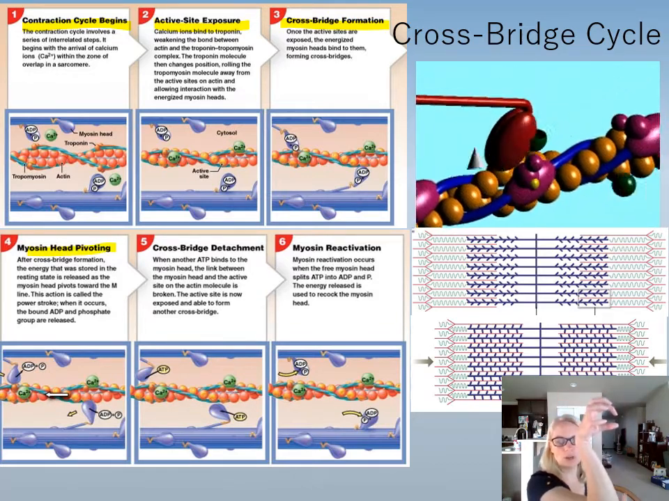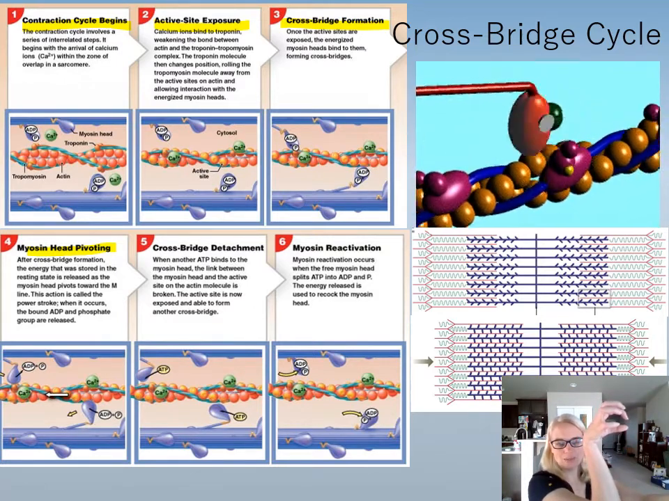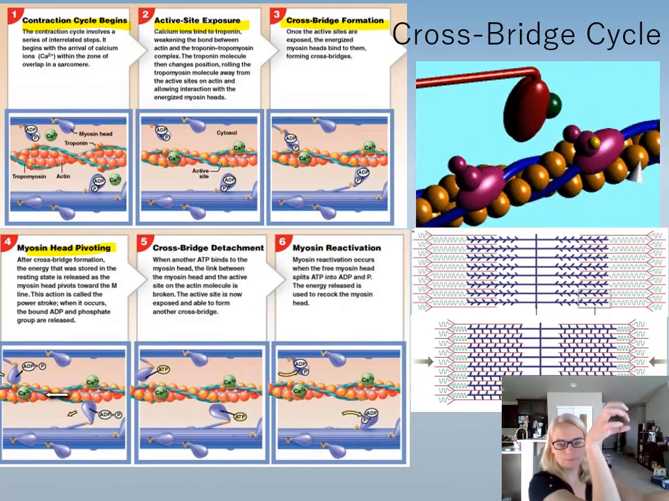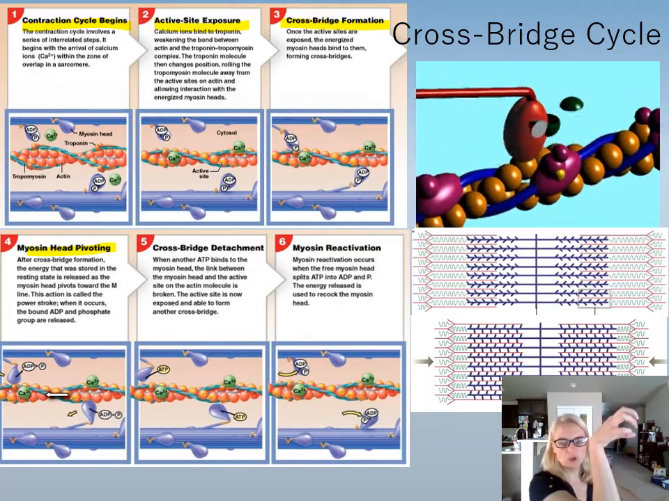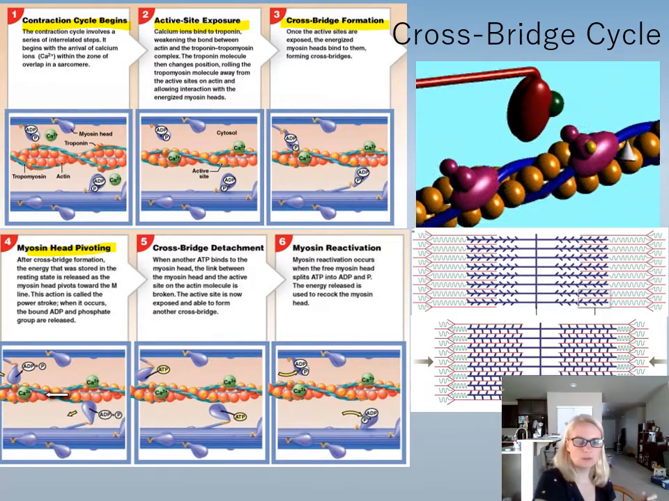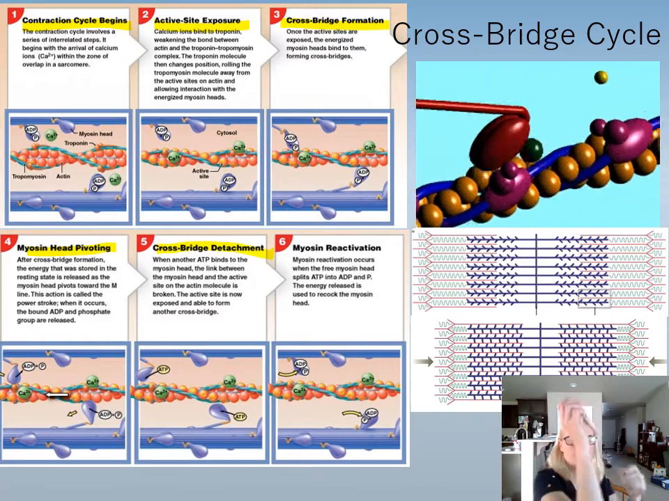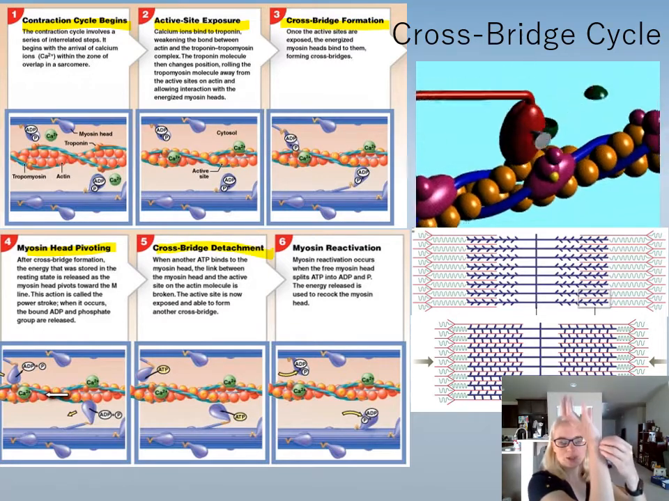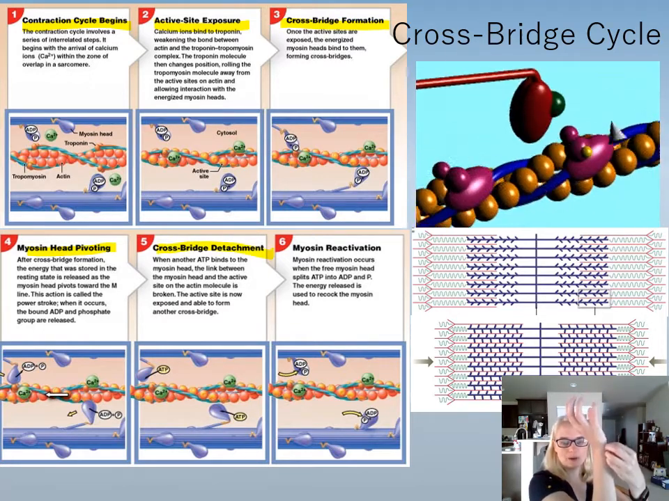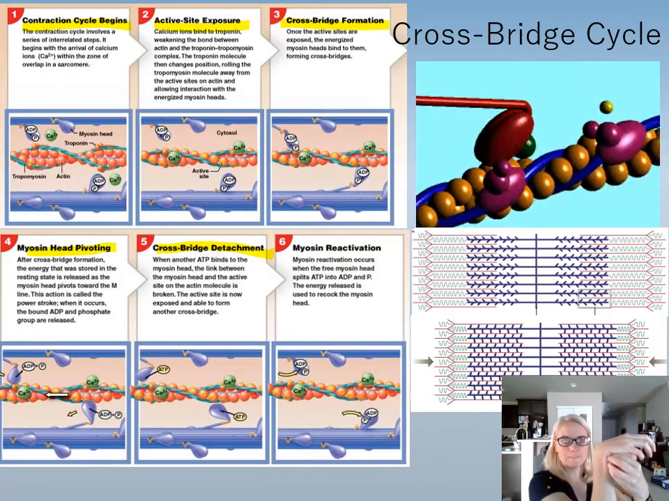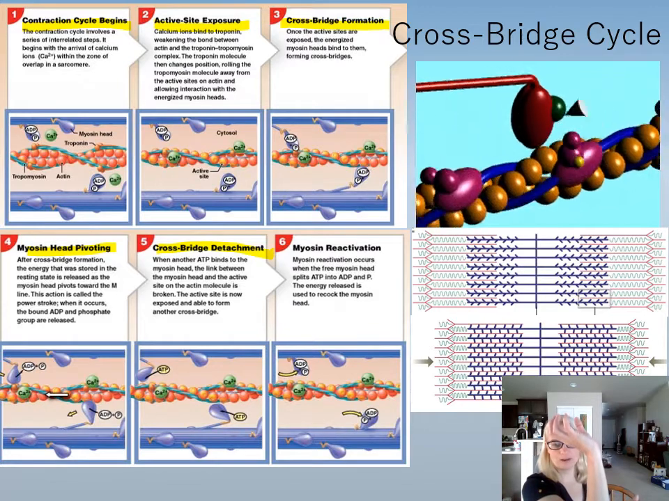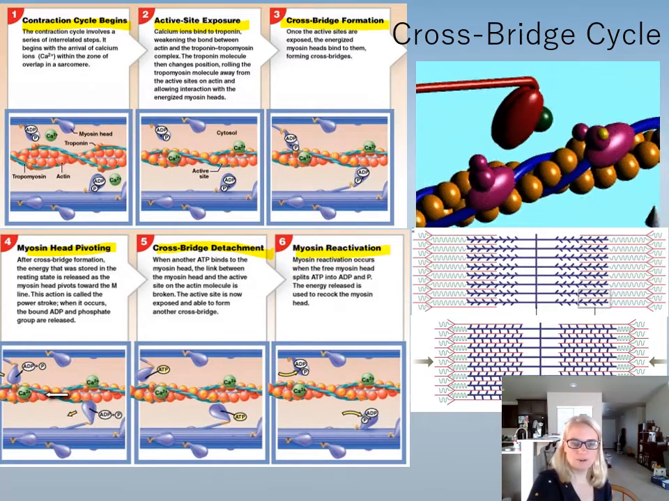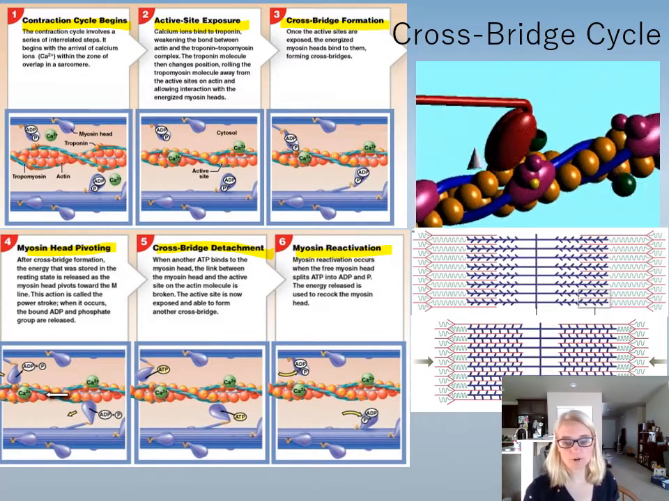The power stroke releases the ADP and Pi, so that pops off, but it can't go back and recock itself until a new ATP molecule comes in. So that's this step right here. And when that happens, it lets go. The ATP comes in, it lets go, and then breaking that ATP to release the energy cocks that myosin head back, right? Myosin reactivation, and then we can start the cycle all over again.